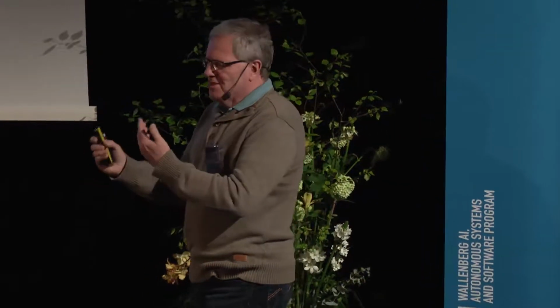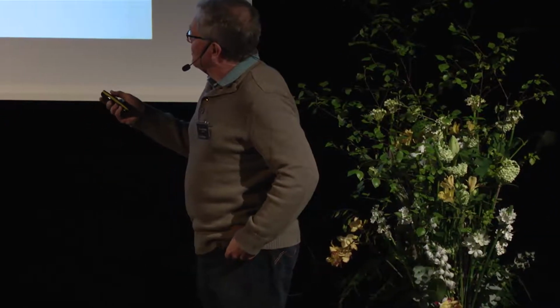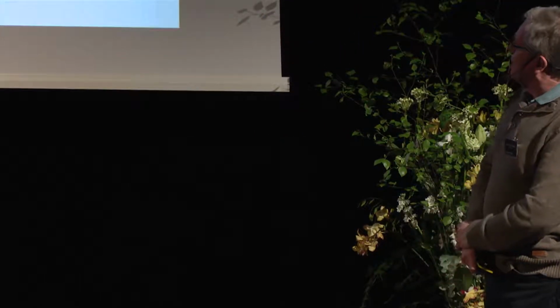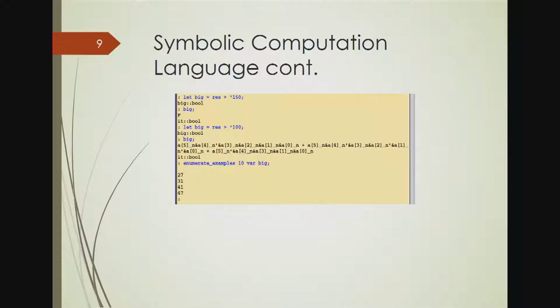But you say, OK, just compute some examples of it. If I gave it compute 10 examples, and it only returns 4, it turns out that means that there only are 4 examples. So 27, 31, 41, and 47 all have sequences longer than 100. So it's kind of a cute thing to do.